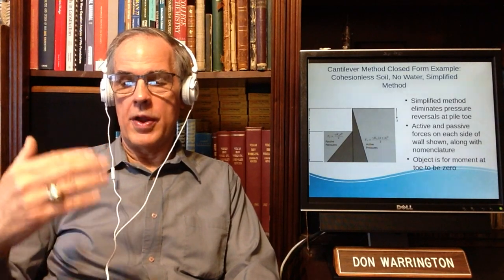Active and passive pressure on each side of the wall. The object, the goal, is that the moment at the toe is zero. When we achieve that, we've achieved our objective. Let's start with defining some variables. We have kappa, which is the passive earth pressure coefficient over the active earth pressure coefficient. We have z prime, which is the ratio of the location at any point below the top of the wall against the height.